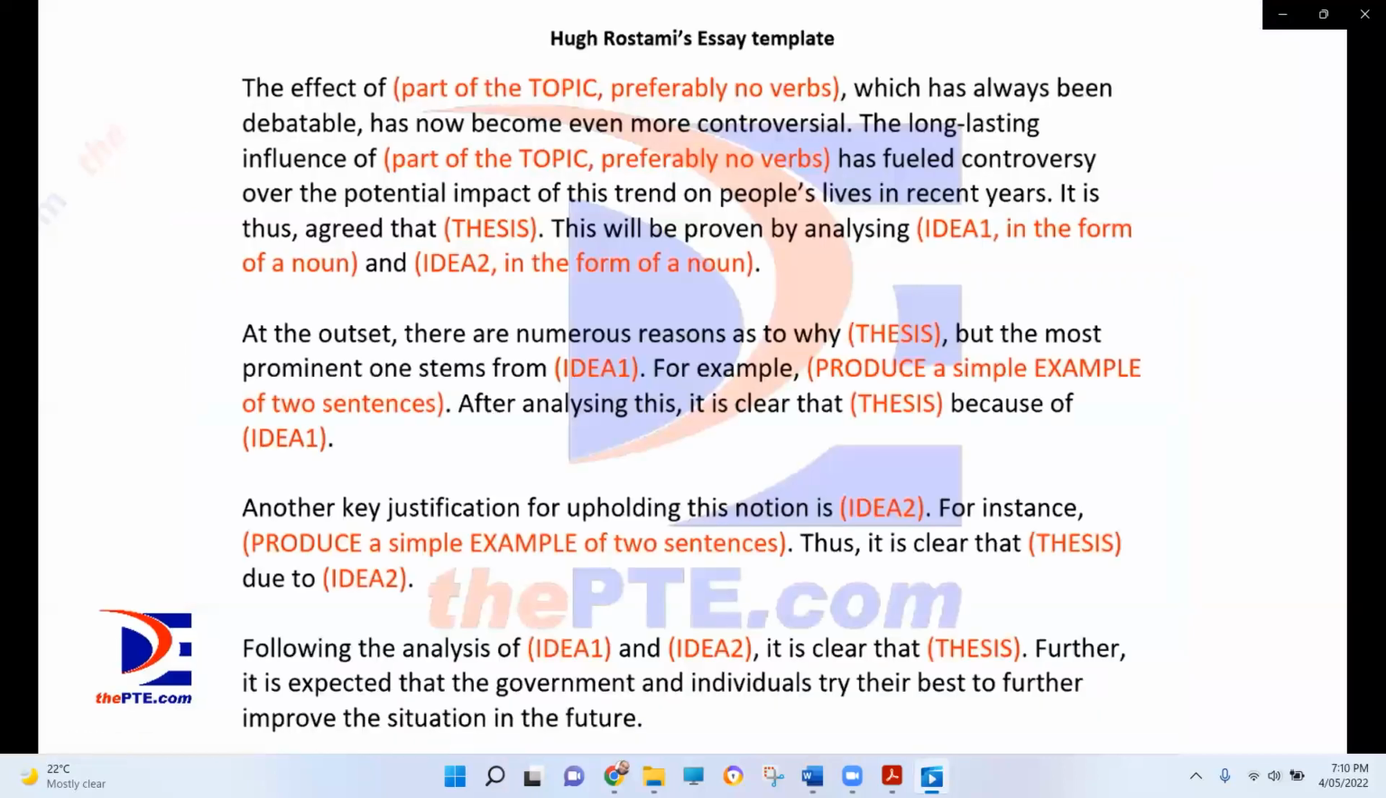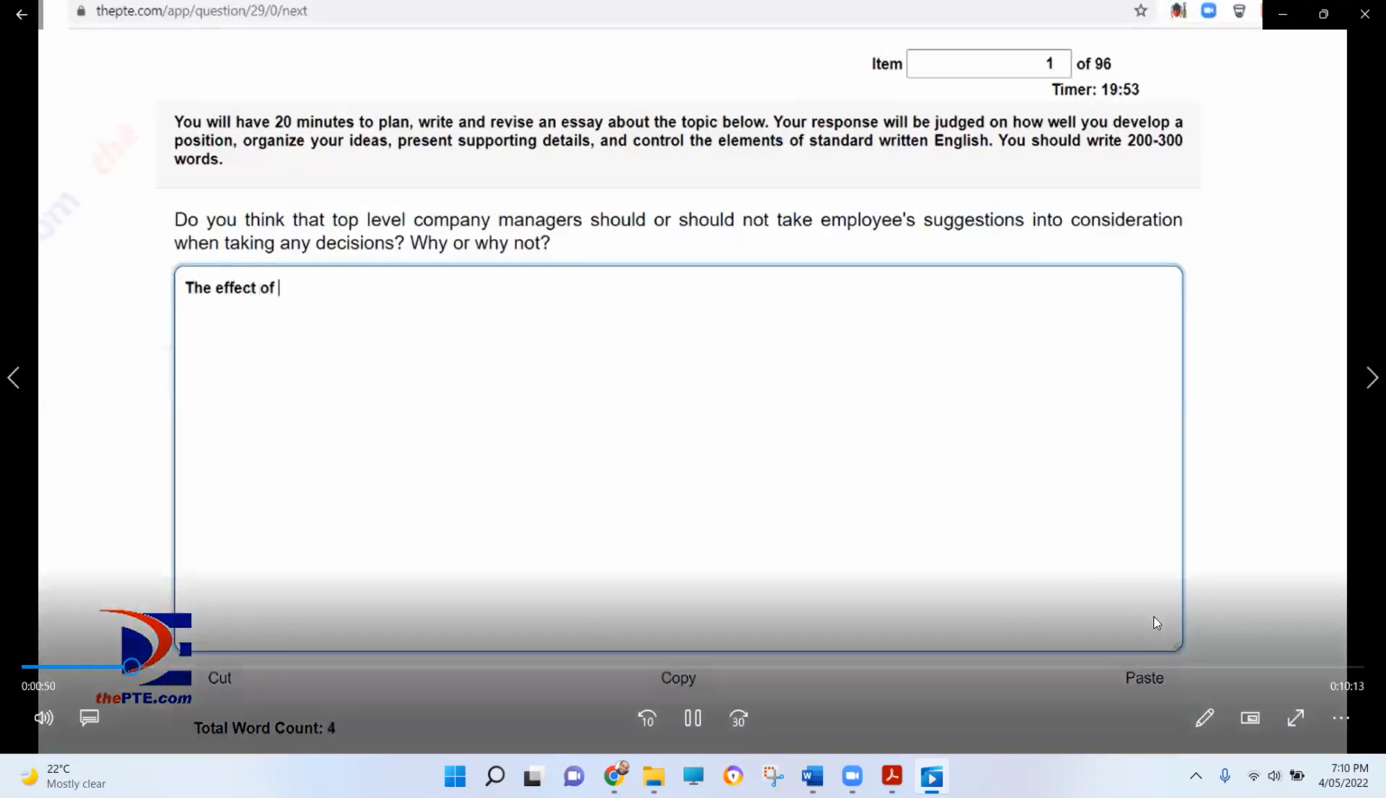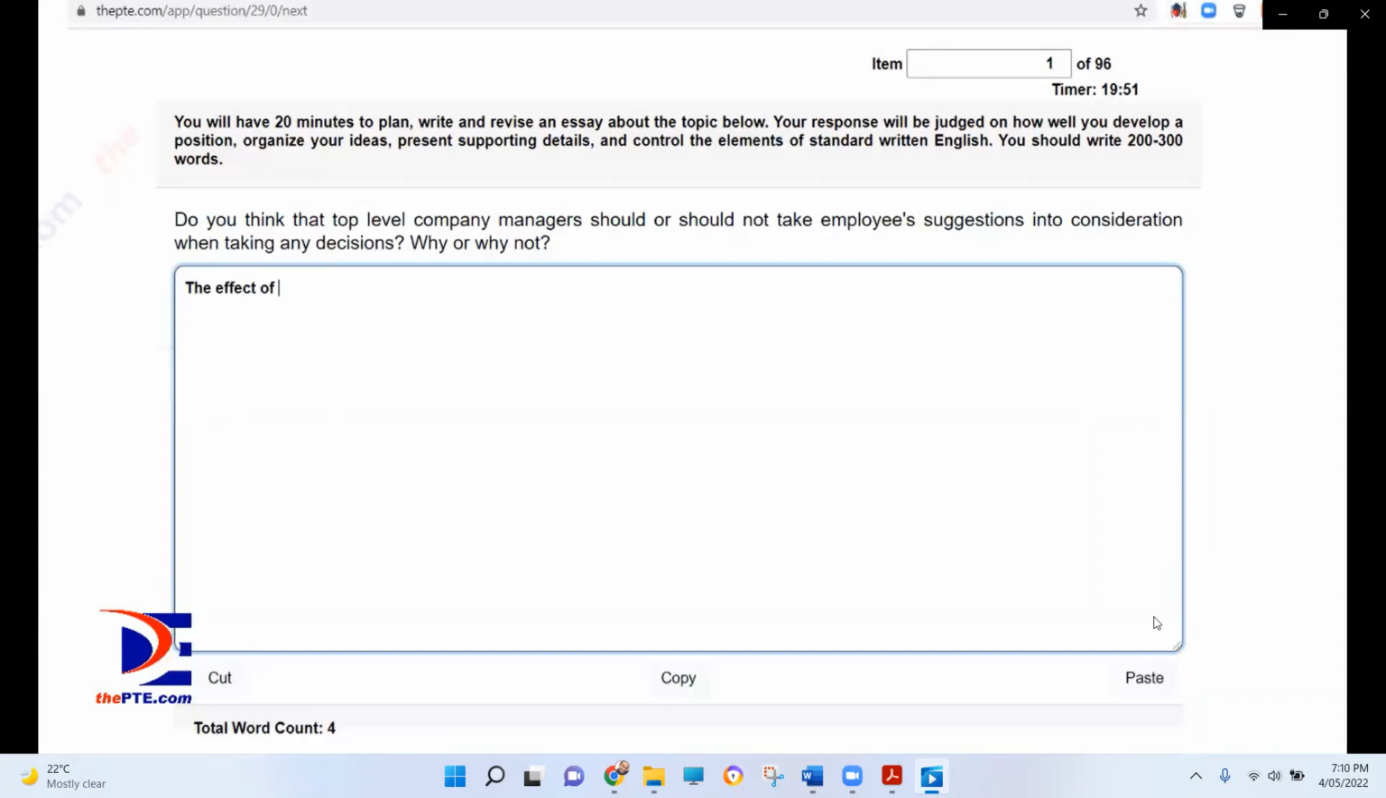All right, you start typing the template. Remember, type it with all punctuation in the right place. For the sake of learning, I'm going to highlight the sentences added to the template so that you know what's happening. Okay, you start with "The effect of," and now part of the topic, preferably no verbs. So I'm going to use top-level company managers, they're all nouns, "which has always been debatable, has now become even more controversial."